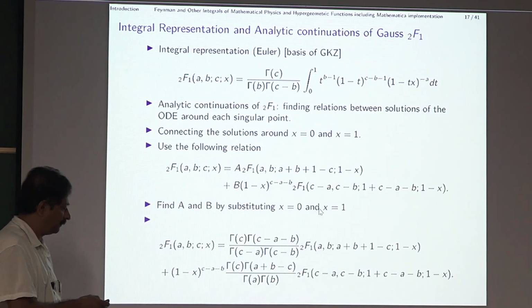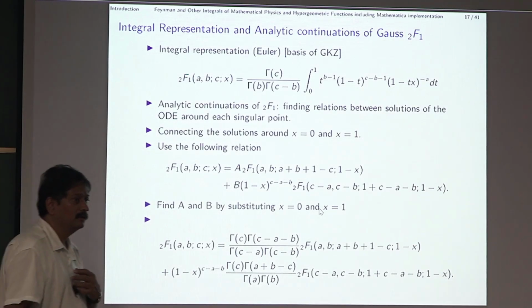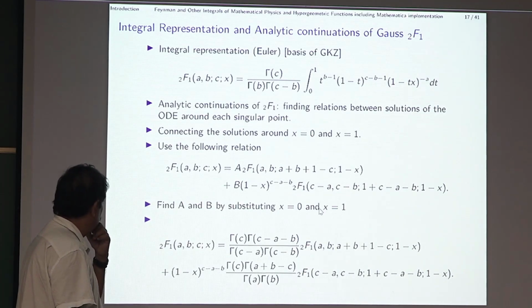Yeah, is it okay? Yeah. Unless you can't substitute x equal to 0 or 1, right? You do it close to that. Yeah, close to that.